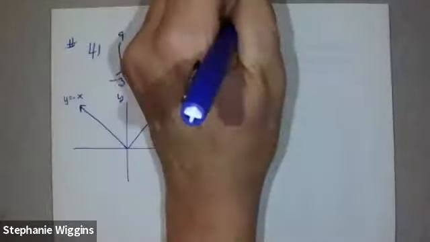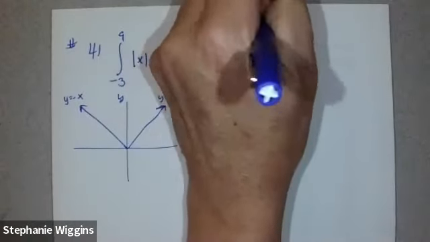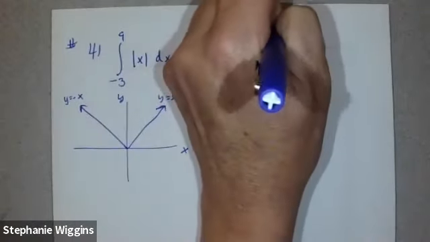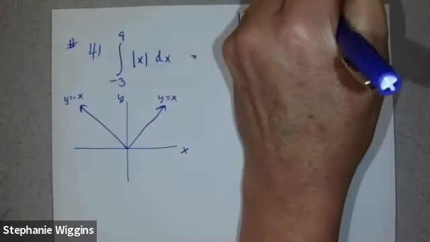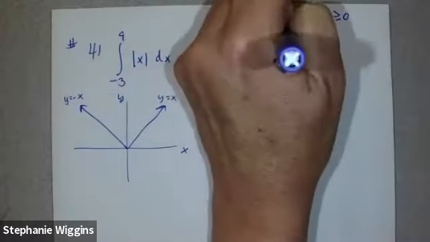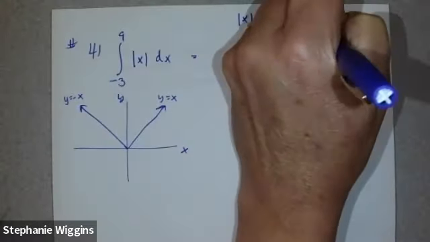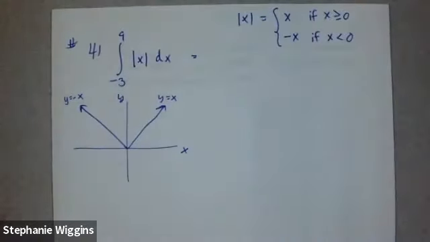So our function, the absolute value of x, is going to be defined piecewise. It's going to be x if x is greater than or equal to 0, and it's going to be minus x if x is less than 0.